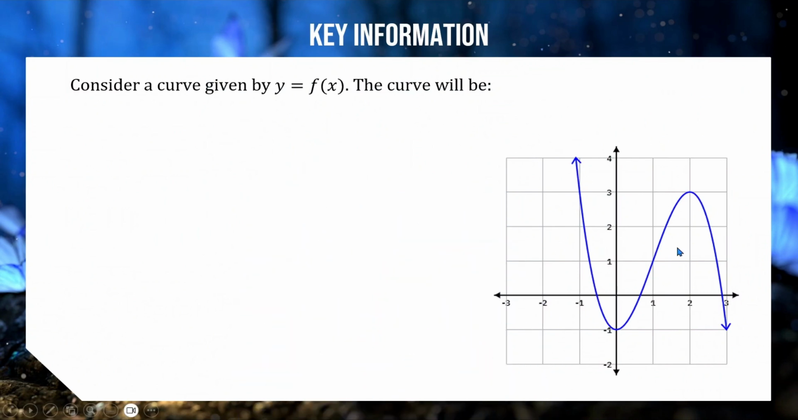Starting off with our curve over here, which I'm calling f of x. Now this is a cubic curve by the looks of things. Looks like a negative cubic curve. It's got a minimum turning point down here and a maximum turning point up here.